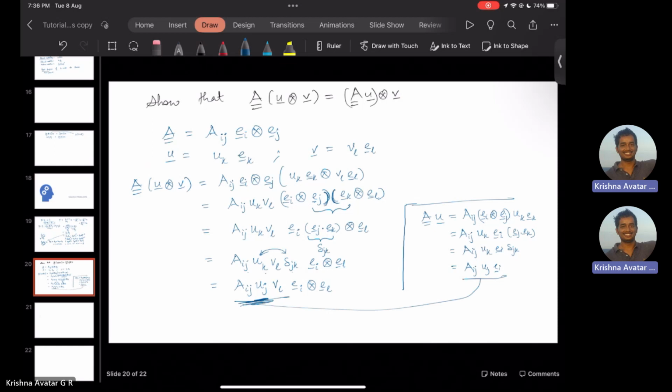So let's try to slightly change the places. We'll have A_ij u_j e_i, and then v_l e_l. And what we just saw is that this operation and this are the same. So you can write this as A acting on u, dot product with v. So this is what we had actually wanted to show here. Okay.